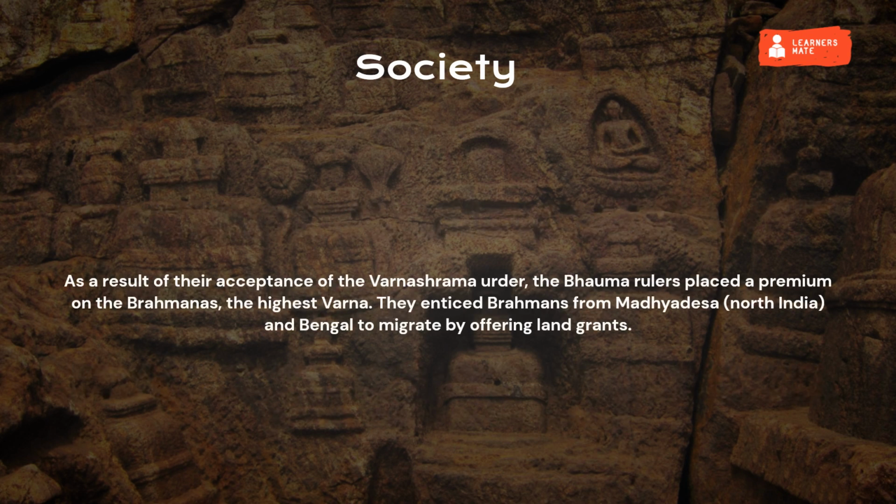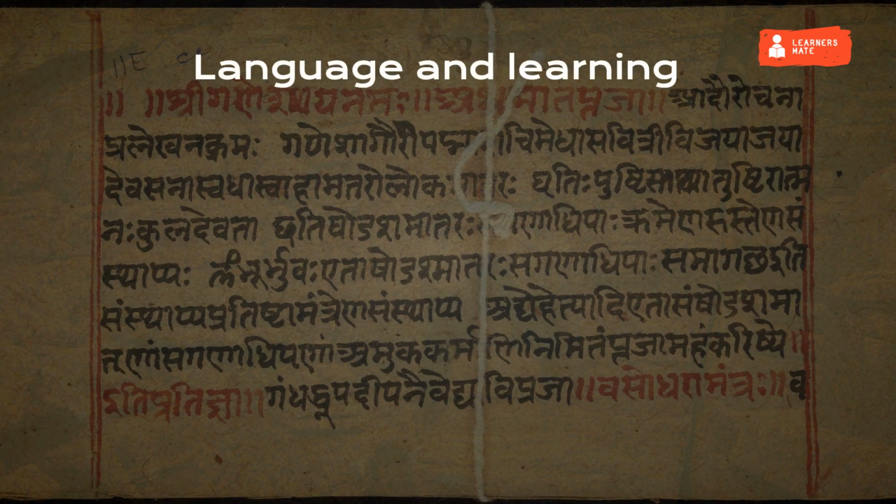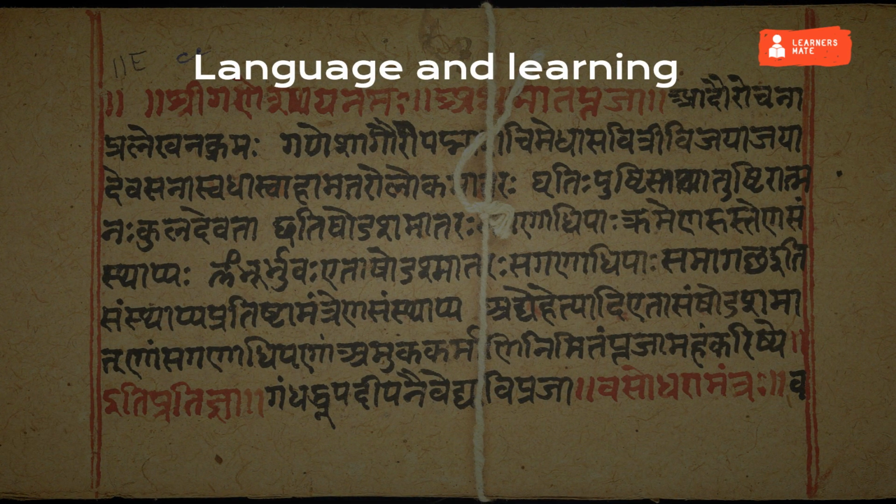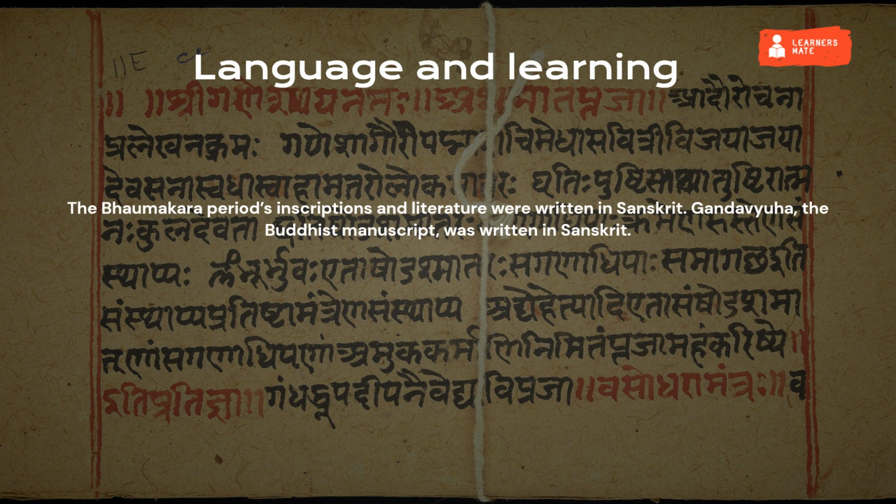As a result of their acceptance of the Varnashrama order, the Bhauma rulers placed a premium on the Brahmanas, the highest Varna. They enticed Brahmins from Madhyadesa, North India, and Bengal to migrate by offering land grants. Promotion of language and learning. The Bhaumakara period's inscriptions and literature were written in Sanskrit. Gandavyuha, the Buddhist manuscript, was written in Sanskrit.